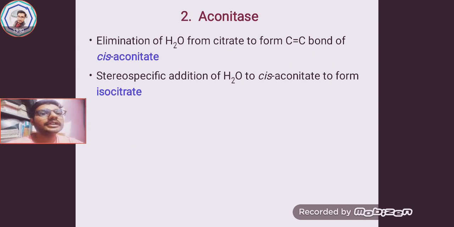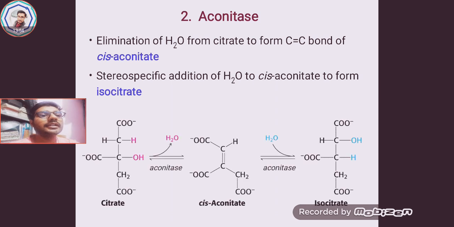Now let's see about aconitase. Its role is elimination of water from citrate to form a carbon-carbon double bond, which we have seen as cis-aconitate. It is then a stereospecific addition of a water molecule to cis-aconitate to form isocitrate. Here is the reaction. Citrate gets converted into cis-aconitate and then again to isocitrate.